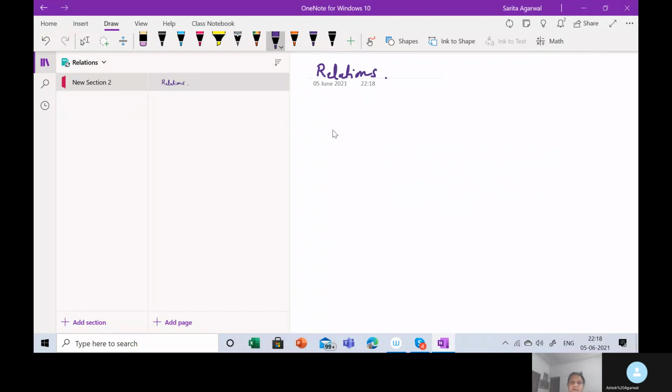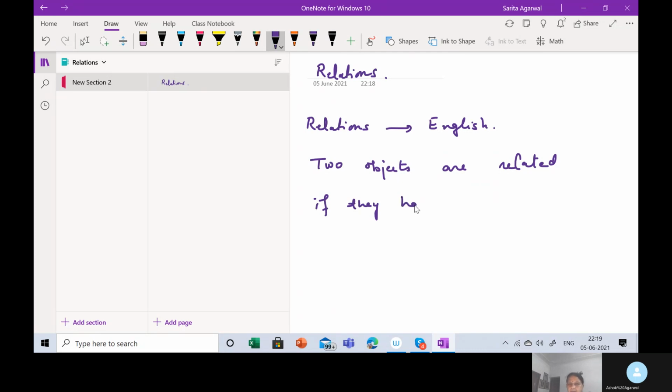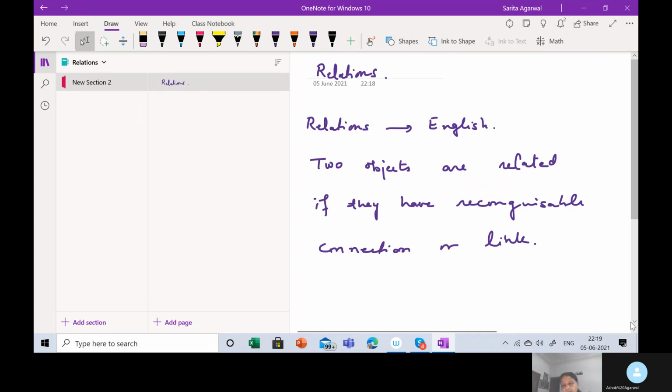Okay. Relation is a word derived from English, which means that two objects are related if they have a recognizable connection or link, right? So what is the purpose, what is the use in mathematics?